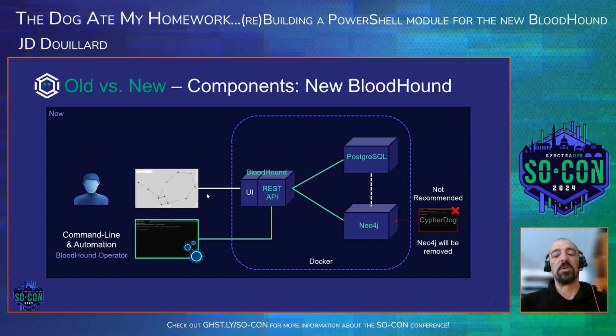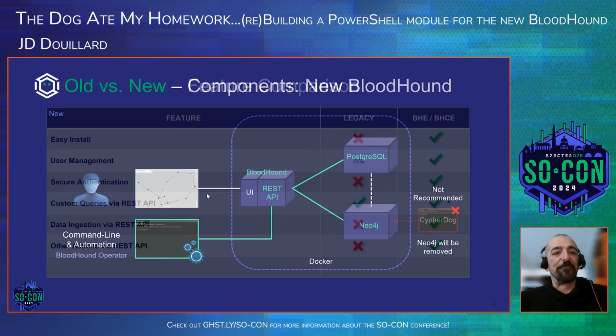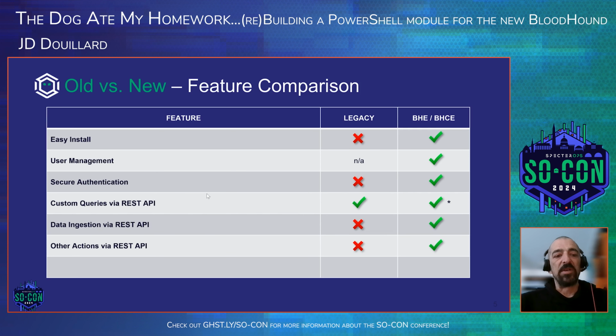The reason being that Neo4j is being slowly phased out. And so in the future, BloodHound will be completely Neo4j free. Don't worry though, you can still use Cypher. I'll come back to that later. So in terms of features, there's an easy install compared to the legacy. That's something we'll see at the end of those slides.